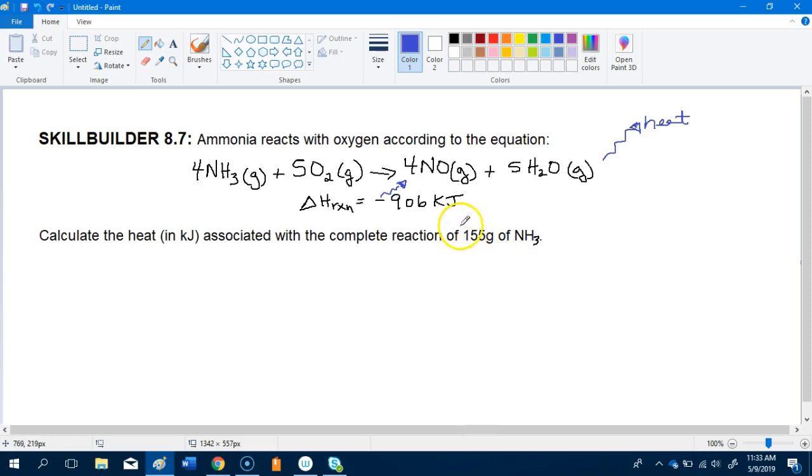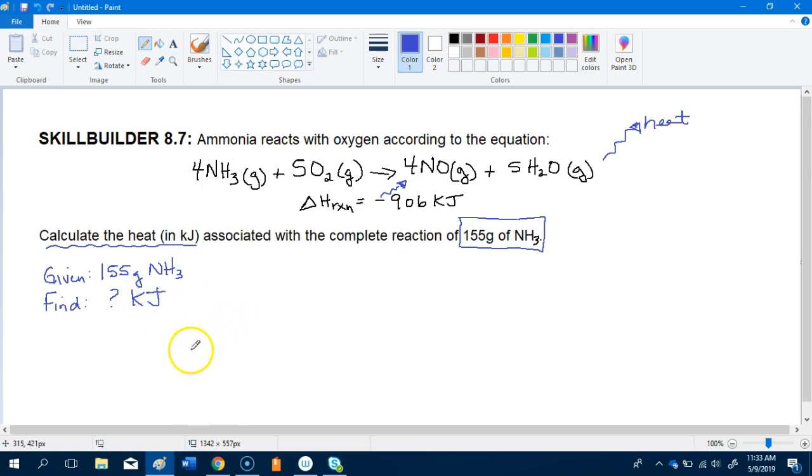Now the question is, if we are given 155 grams of ammonia, calculate the amount of heat in kilojoules that is given off. So I always like to write down what I'm given and what I am asked to find in questions like these. So I was given 155 grams of NH3 and I'm asked to find the energy in kilojoules that is emitted.